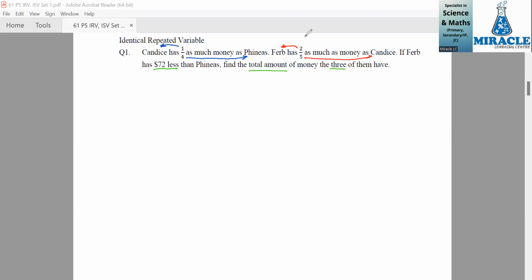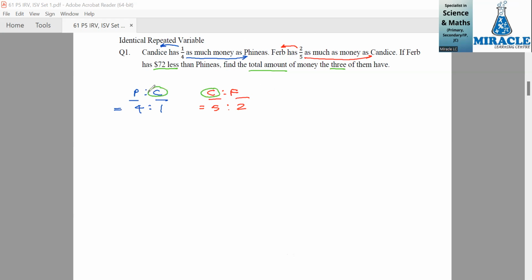So let's write out all our ratios. We know that Phineas to Candice will be 4 to 1. And we know that Candice to Ferb is 5 to 2. So what we realize is that there's actually an identical repeated variable, and in this case, it will be Candice.